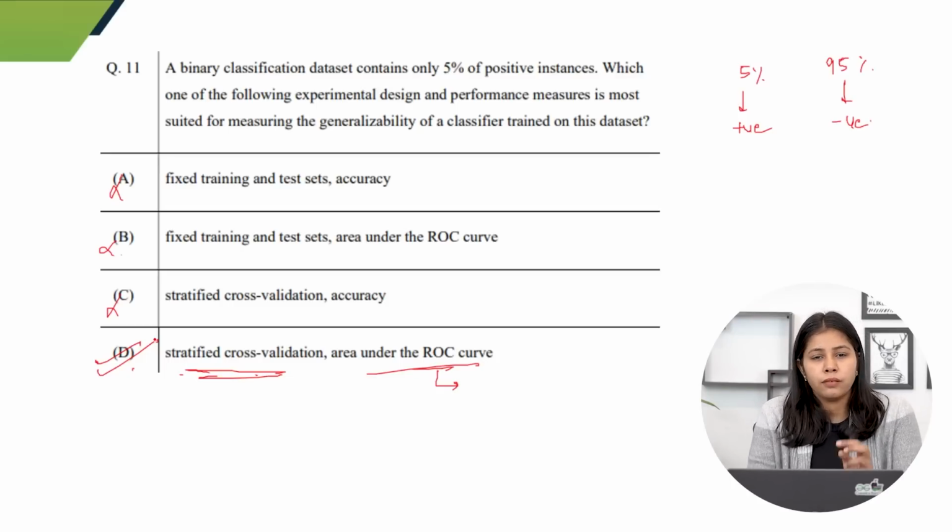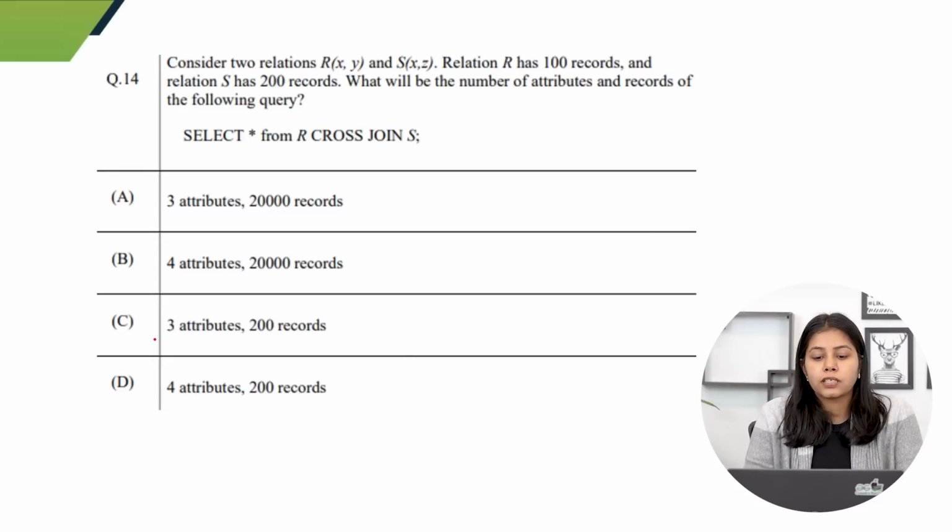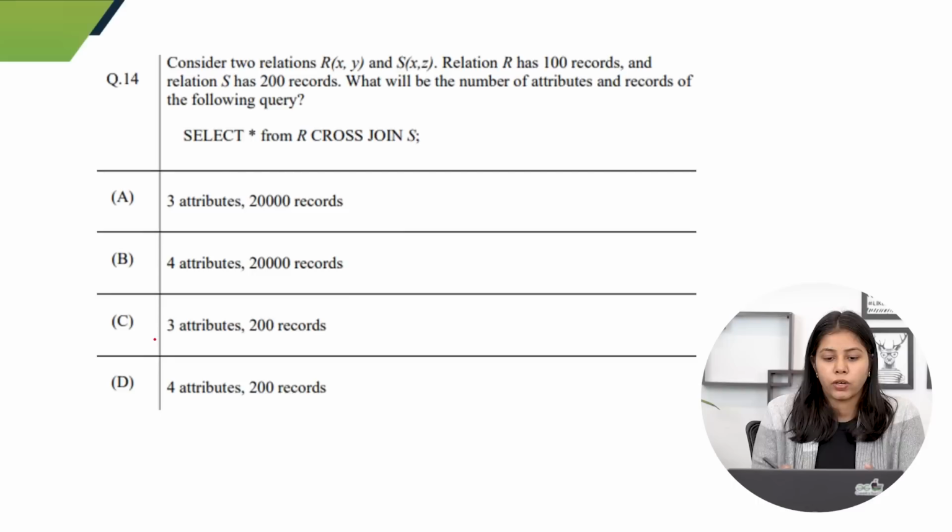Okay, so this is a question based on machine learning. The next question we have is from DBMS. It says: consider two relations R(X,Y) and S(X,Z). R has 100 records, S has 200 records. What would be the number of attributes and records of the following query? Select star from R cross join S. You can see that in R we have X, Y and in S we have X, Z. So that means we have four attributes here: X, Y, X, Z. So attributes are four.